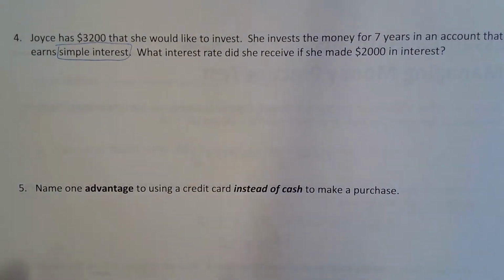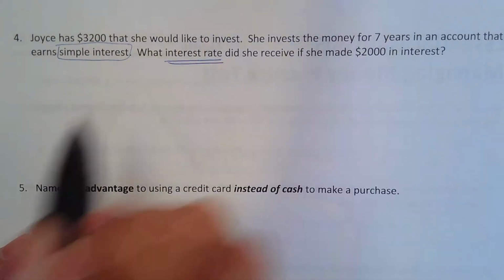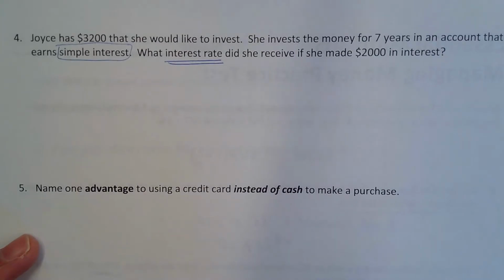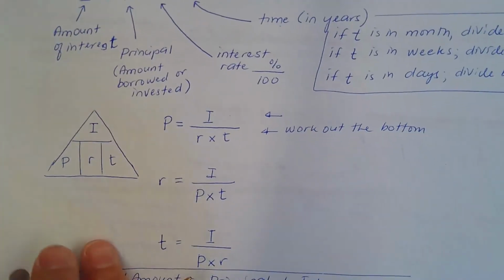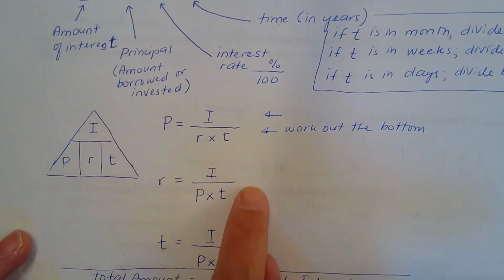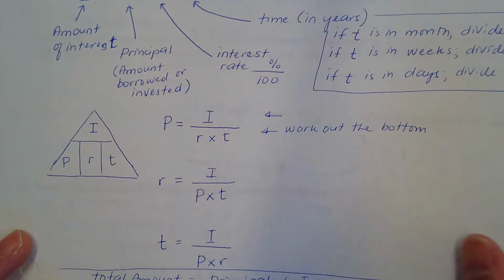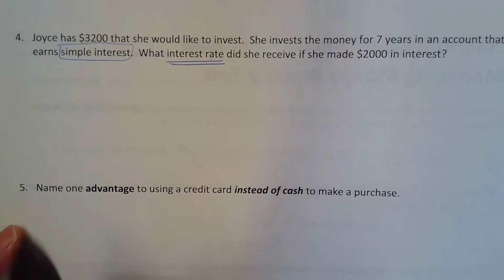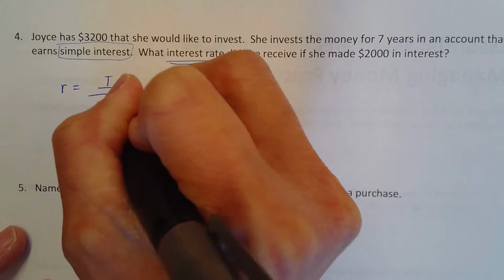But the question is, what is the interest rate? How can we figure out the interest rate? We know it's going to be simple interest, but we're looking for the interest rate. So we look at this variation in here: R equals I divided by P times T. So R is equal to I divided by P times T.